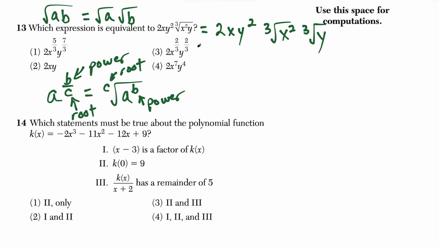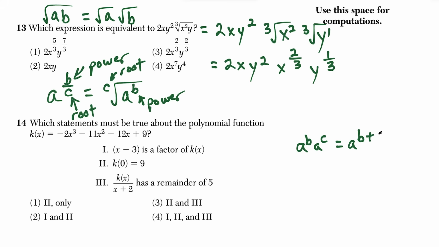And now I'm going to use this power over root concept. So we have 2xy squared. And then we're going to have x to the power is 2 and the root is 3. So I have x to the 2/3. And then I have y, the invisible power here is 1. So I have y to the 1 over 3. And now the next exponent rule I'm going to use, I'll write it over here for now, is the a to the b times a to the c is a to the b plus c.